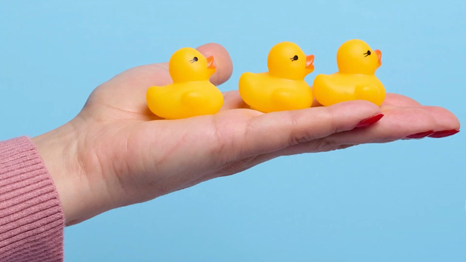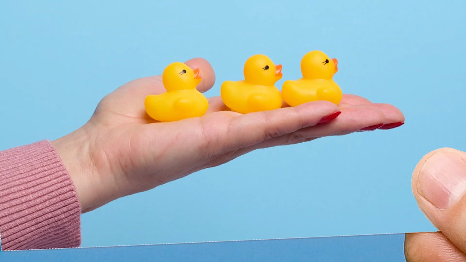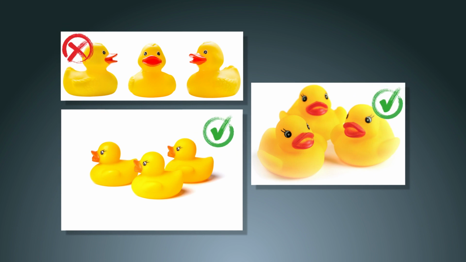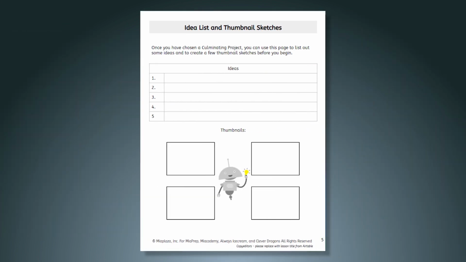To get started with this project, you will begin by selecting your reference. You may use 3 actual rubber ducks in an arrangement of your choice, or a photo reference of 3 rubber ducks. Make sure that in either scenario, there is some overlapping of the placement of the ducks. Create thumbnail sketches to help you decide on your perfect arrangement for the ducks.